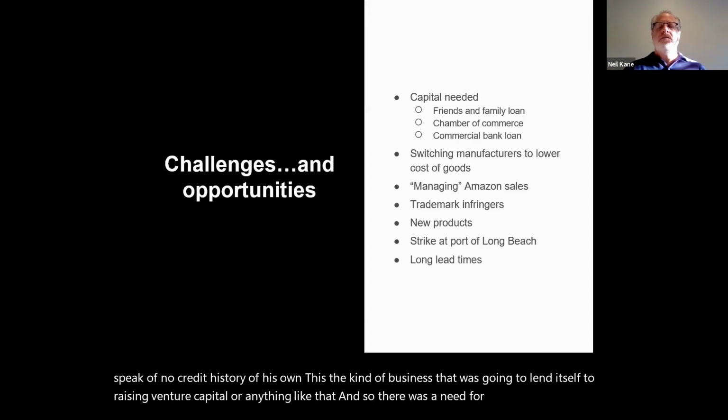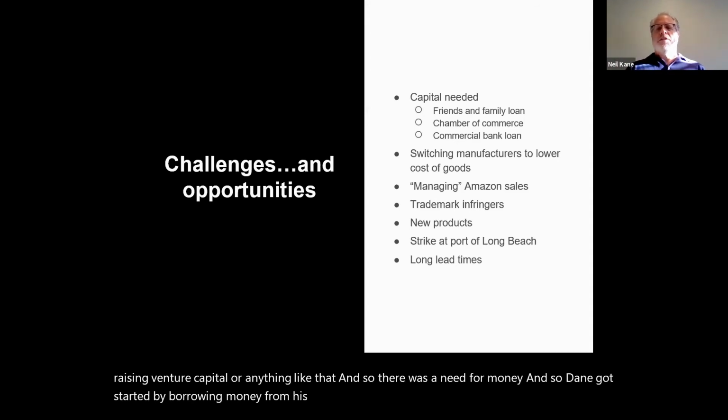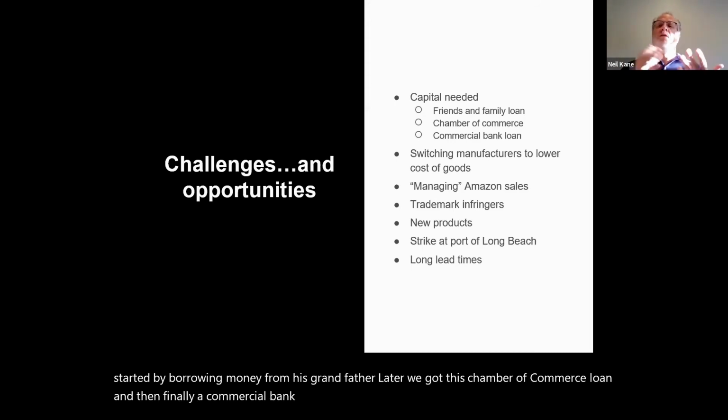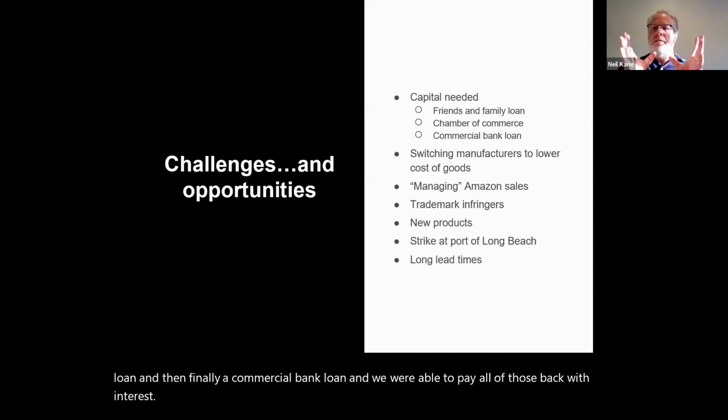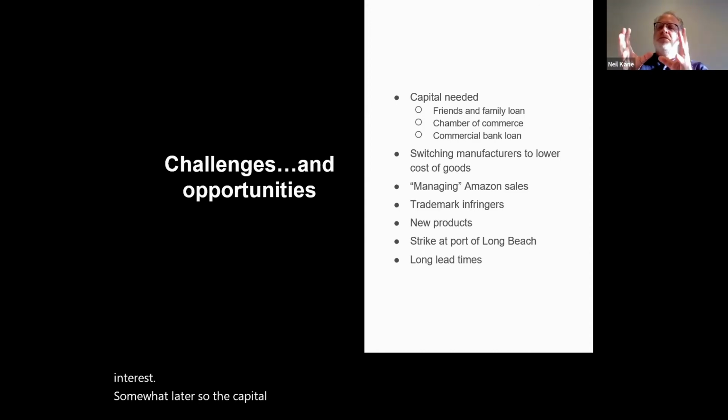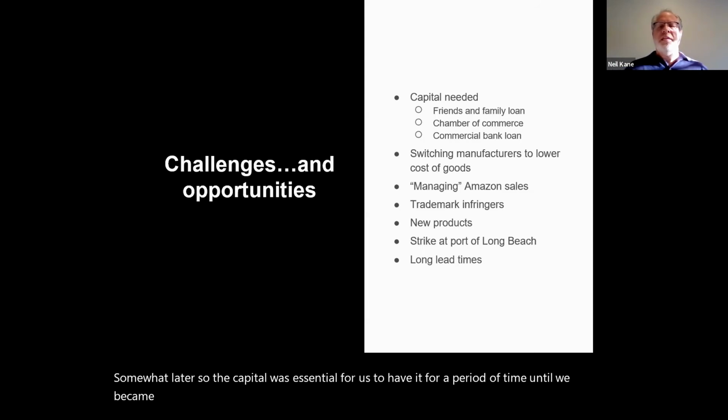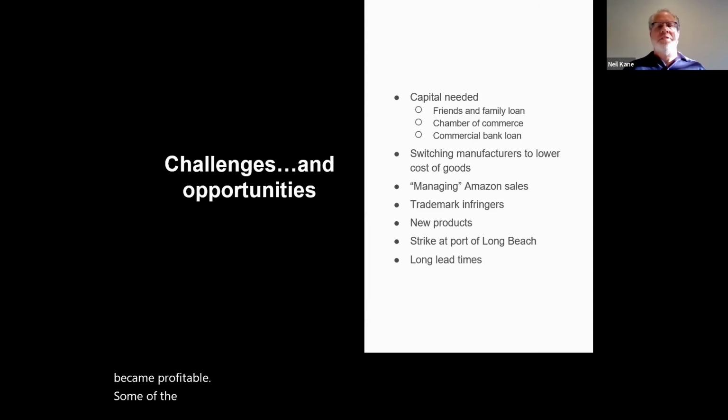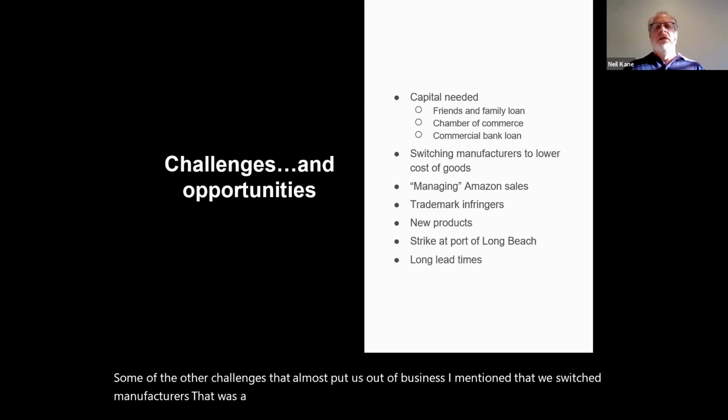And so Dane got started by borrowing money from his grandfather. Later, we got this Chamber of Commerce loan, and then finally a commercial bank loan. And we were able to pay all of those back with interest somewhat later. So the capital was essential for us to have for a period of time until we became profitable. Some of the other challenges that almost put us out of business: I mentioned that we switched manufacturers. That was a huge, huge issue.